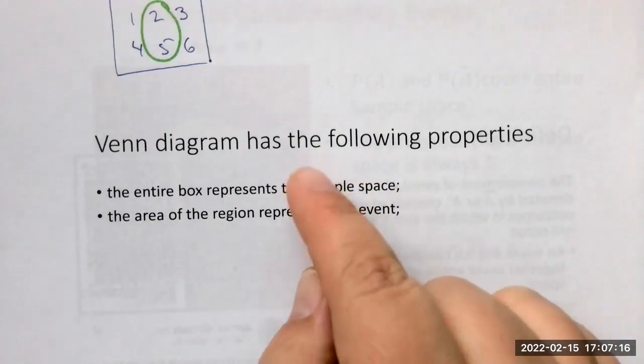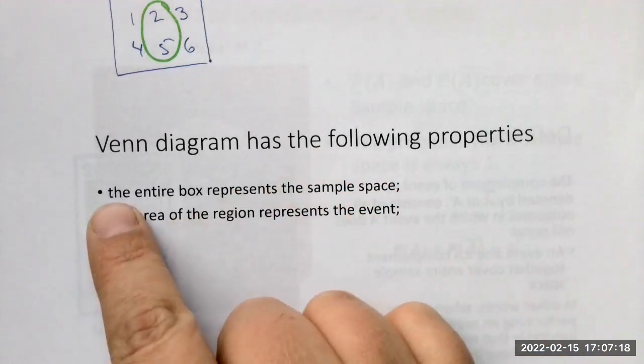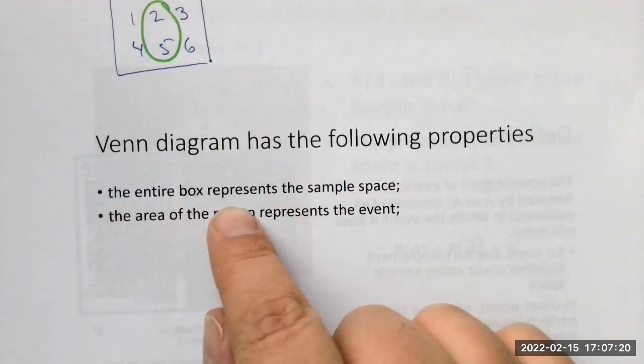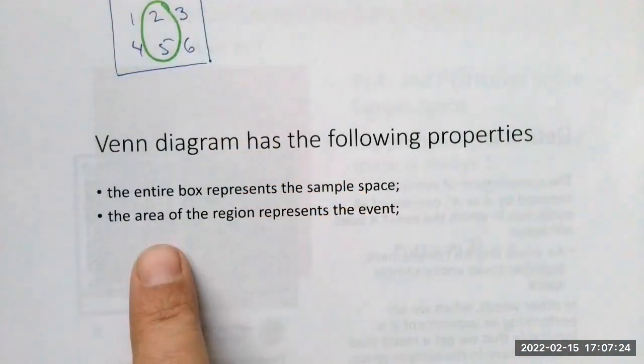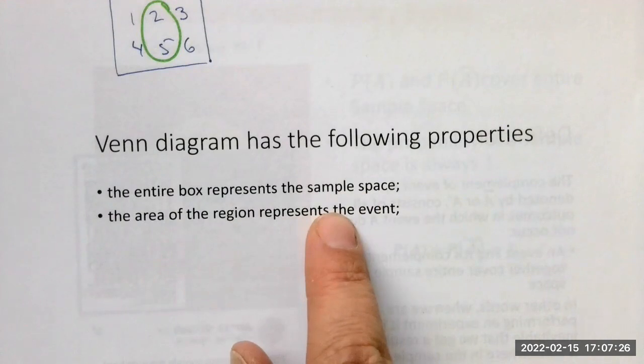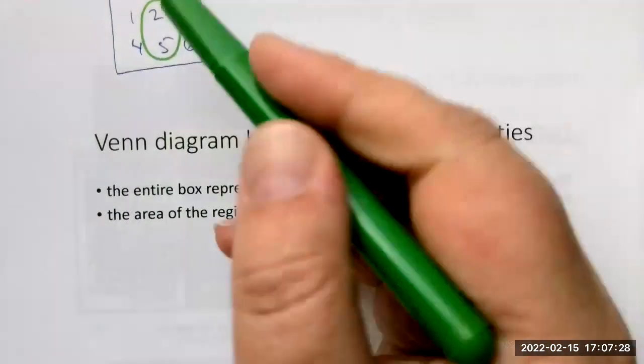So the Venn diagram has the following properties. As we already mentioned, the entire box represents the sample space, and the area of the region represents the event.